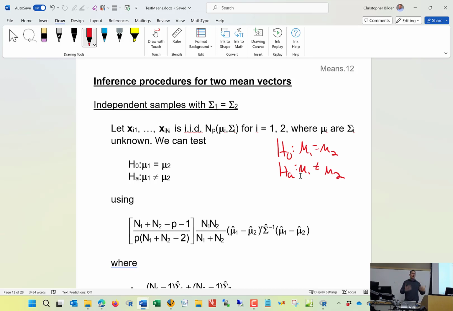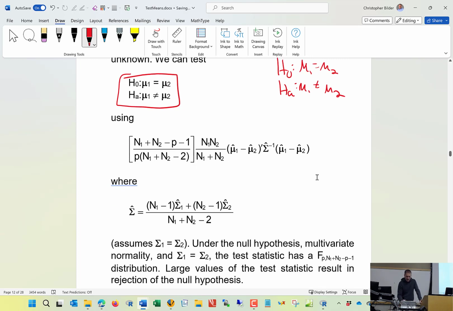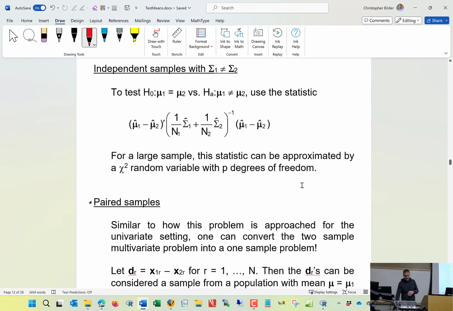Well, we can extend this to a multivariate setting. So now I have bolded mu's there. And we can have a test statistic that has some similarities to what we just saw for Hotelling's T-squared. We can compare this observed test statistic value to something from the F distribution to make a judgment about these hypotheses. So this is for independent samples.